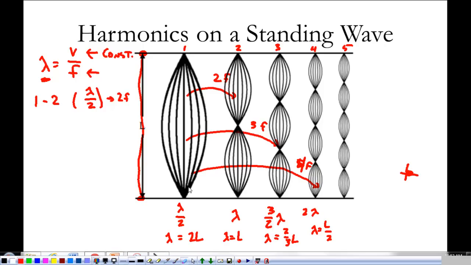For music, these are octaves. We'll play with this in class tomorrow as well. So that's it for waves on a string. There's a lot that we can do with this, so we'll spend a lot of time working with it.